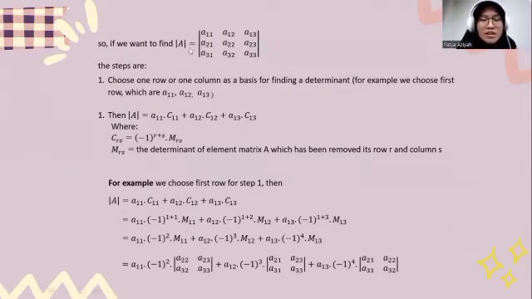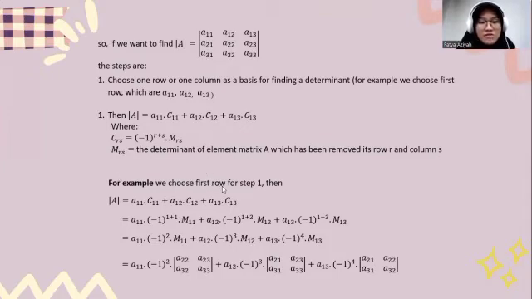So if we want to find the determinant of A, where the row is 3 and the column is 3, the steps are: first, choose one row or one column as a basis for finding a determinant. For example, we choose the first row, which are A11, A12, and A13. Then determinant A is A11 times cofactor A11 and so on, where cofactor RS is like this and minor RS is the determinant of the matrix A which has had its row R and column S removed.